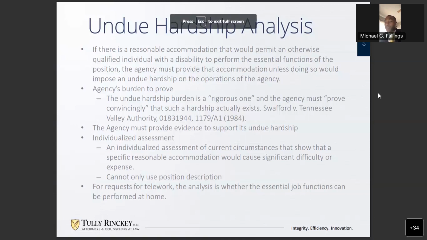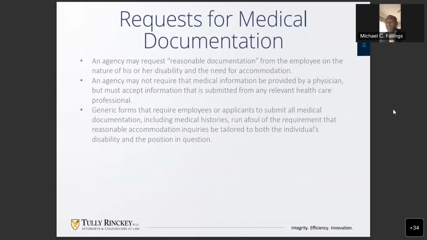As far as requests for medical documentation, and I had mentioned this earlier, an employer is entitled to request medical documentation from an employee to determine the nature of the disability and the need for the accommodation. However, like I mentioned, there are limitations. The employer can't exceed the bounds of what the reasonable accommodation request is based on, such as a generic request of provide me all medical documentation from the last 10 years for any medical condition. That would be out of bounds for what the actual request is. In addition, the agency may not require the medical information to be provided from the physician. But it could still accept the information directly from the physician if the employee desires, but it can't force the physician to provide the information directly.